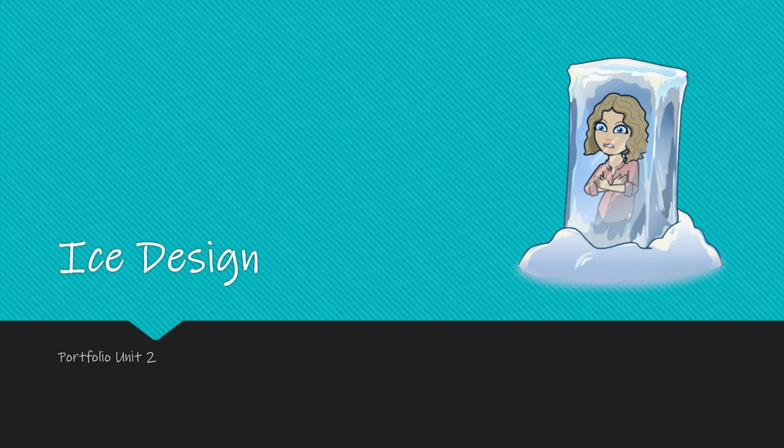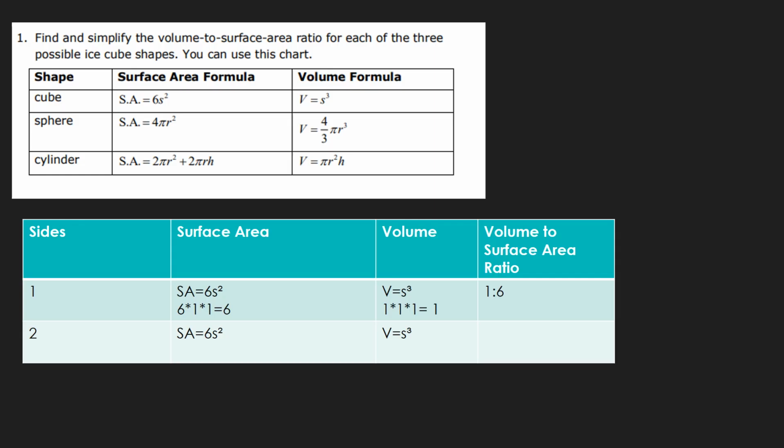We're going to look at your ICE design portfolio for Unit 2. So you're going to find and simplify the volume to surface area ratio for each of 3 possible ice cube shapes. And you can use that chart. What I found was the easiest for the cube, sphere, and cylinder was to make myself a chart because it made it look a little bit simpler to look at.